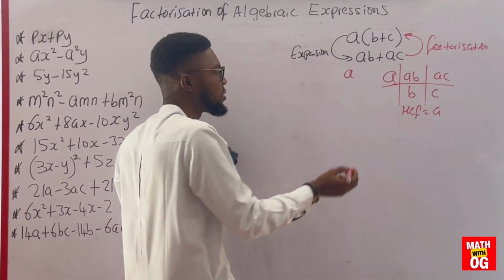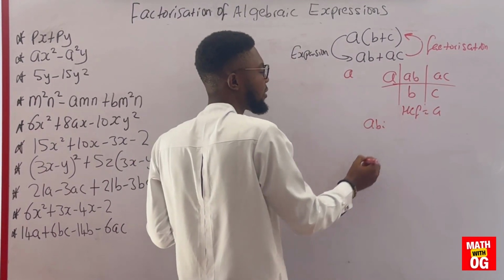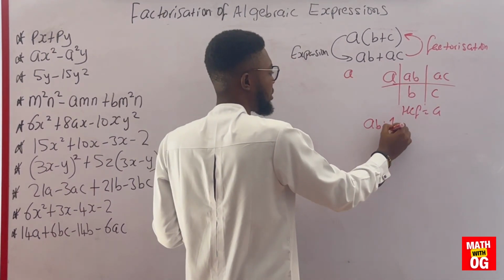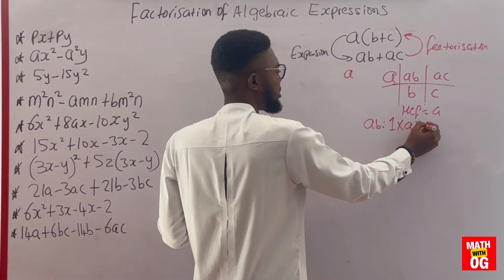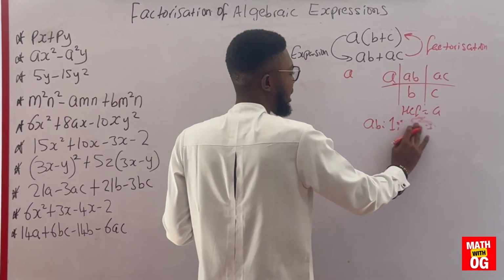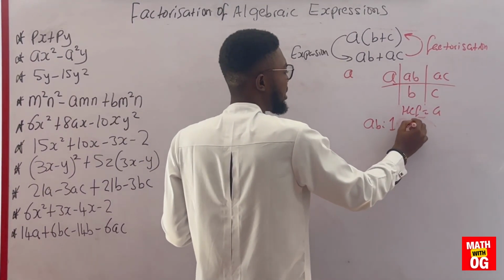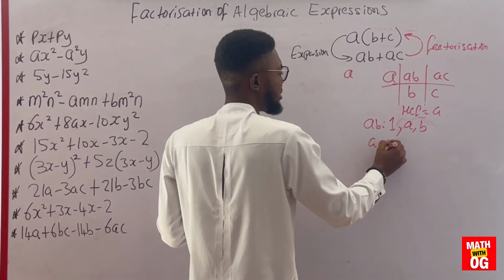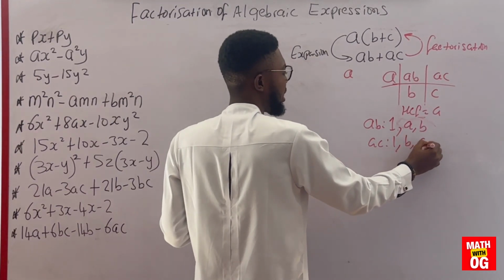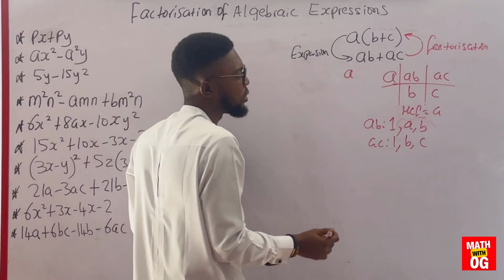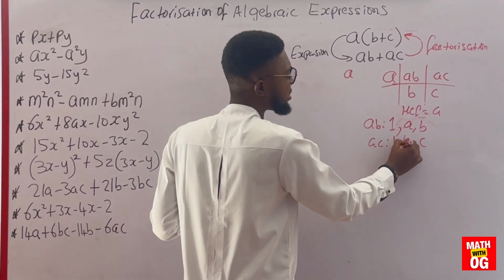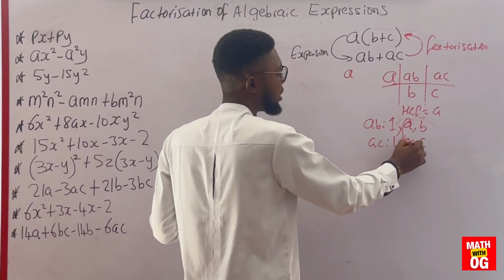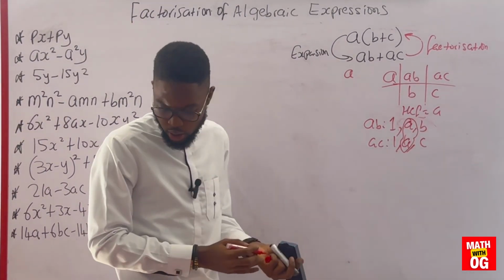You can also use the method of looking for all the factors of AB, which is 1 multiplied by A multiplied by B. Sorry, I can break it down that the factors are 1, A, and B, while for AC, the factors are 1, A, and C. Now, the highest common factor here is simply A.